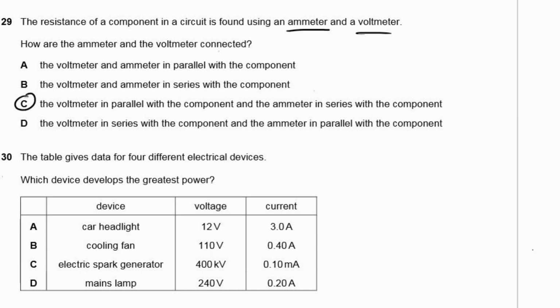Question 30. The table gives data for 4 different electrical devices. Which device develops the greatest power? Alright, well, power equals current times voltage. So if we take the values of current and the values of voltage, we multiply them together, what we will get is the power. So that's 36 watts, 44 watts, 40 watts, and 48 watts. So the device that develops the greatest power is the mains lamp, which is option D.